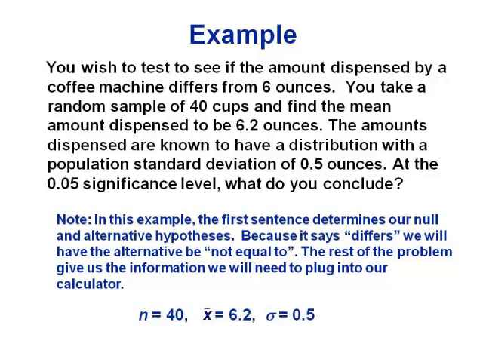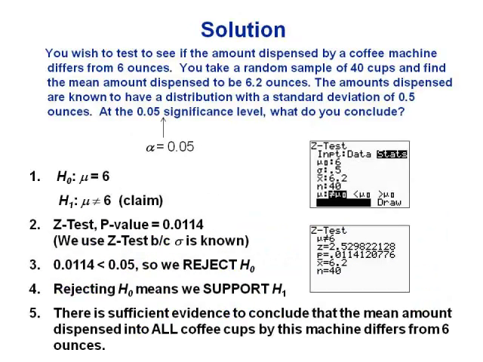Let's say we're testing a machine that automatically dispenses coffee. It's supposed to be dispensing 6 ounces. We think it differs from that. Random sample of 40 cups. The mean for the sample of 40 was 6.2. We happen to know that the population standard deviation is 0.5, and we're going to use a 0.05 or a 5% significance level. So just kind of pulling out important information, that means our n is 40, our x bar is 6.2, and our sigma is 0.5. We are not told that this is a normal distribution, but the sample size is 40, so that's large enough to continue.